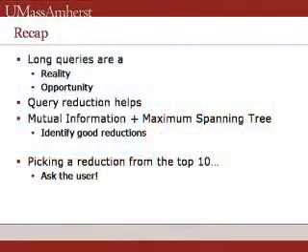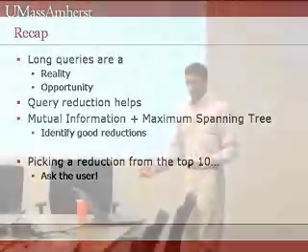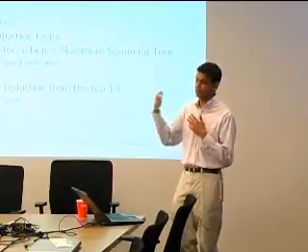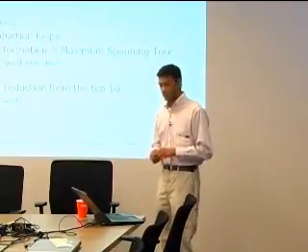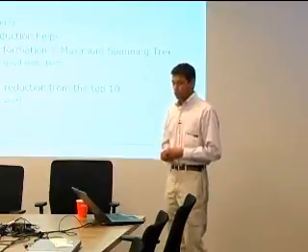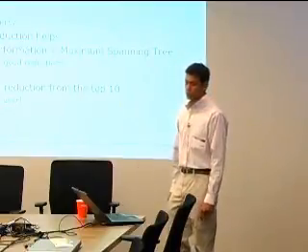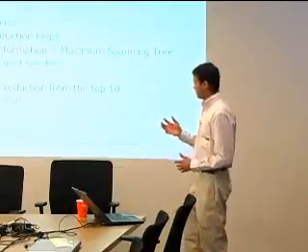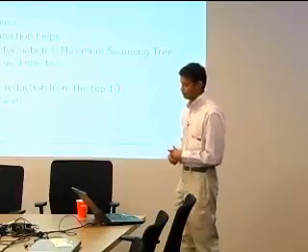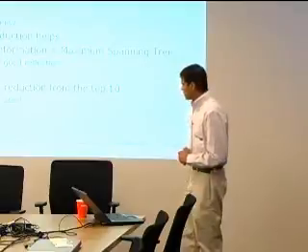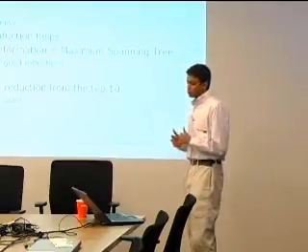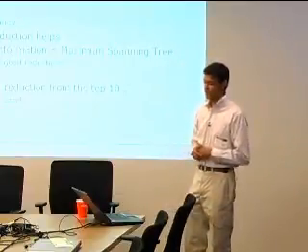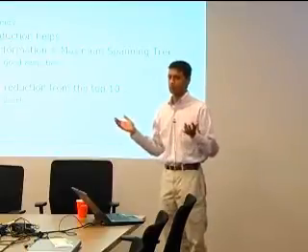So a quick recap on what I have presented until now: long queries are the reality, if not in web search, then in search verticals, in help desk websites and so on. And they are clearly an opportunity, as you can see from all these improvements in performance that we can get. Query reduction helps, I've shown the numbers. And then we have a technique based on mutual information and finding maximum spanning trees to identify good reductions. Now we move on to finding a way to pick the best subquery from the top 10 that the automatic technique has found. And our answer to that is, let's ask the user.